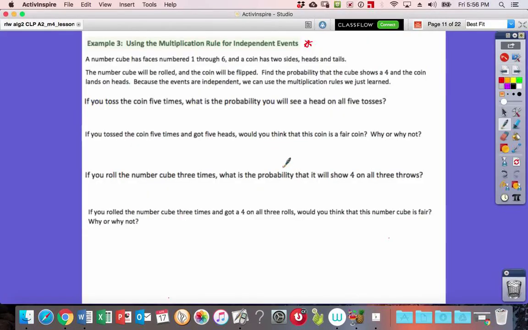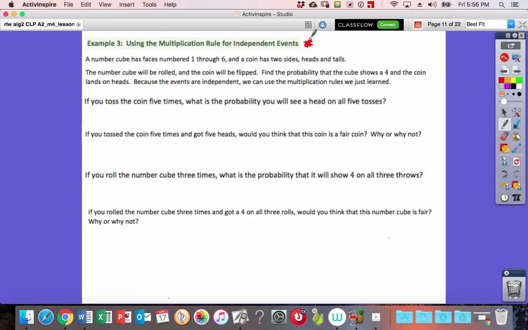Okay, this is the second part of that video on lesson 6, probability. So we're going to use that formula we have. But we can use that multiplication rule for independent events. It only works if you know the two events are independent.